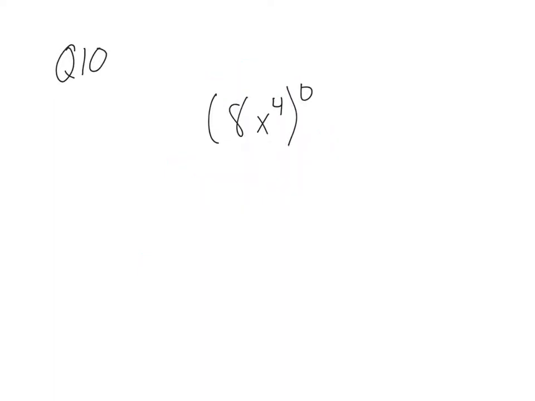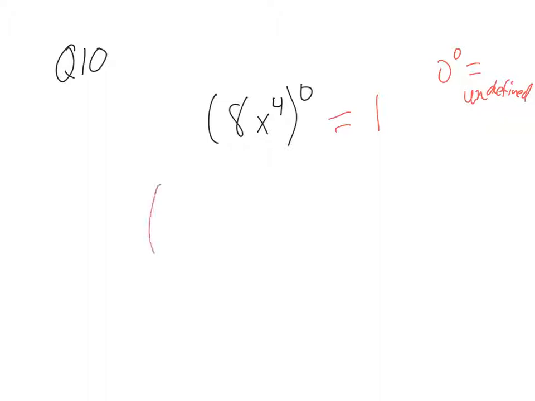Question 10. This is one of my favorite rules because it is so simple. Anything to the power of 0 is 1, with the exception of 0 to the power of 0, which is undefined. Everything else to the power of 0 will always be 1. You don't even have to think about it. You just say, hey, that's the power of 0. The answer will be 1.